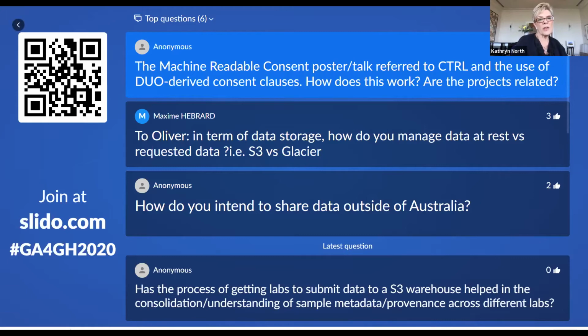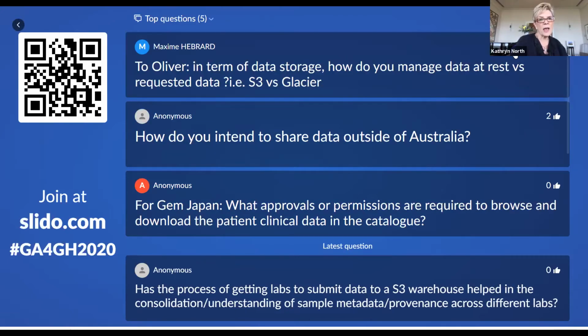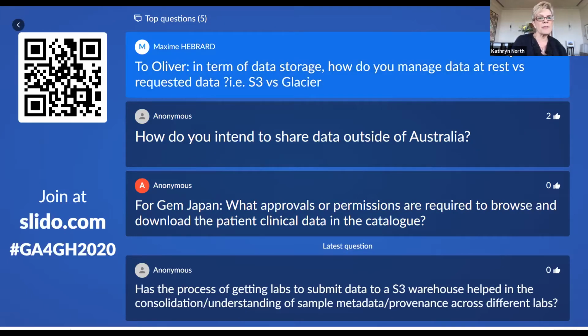Okay, thank you. Oliver, a question around data storage. How do you manage data at rest versus requested data? We don't. S3 versus Glacier. So perhaps you'd like to first tell me what S3 versus Glacier is. The difference is basically how much of our data is in active storage and available on short notice at any time, and how much we filed away in a cabinet that takes a little bit longer to pull out and make available.